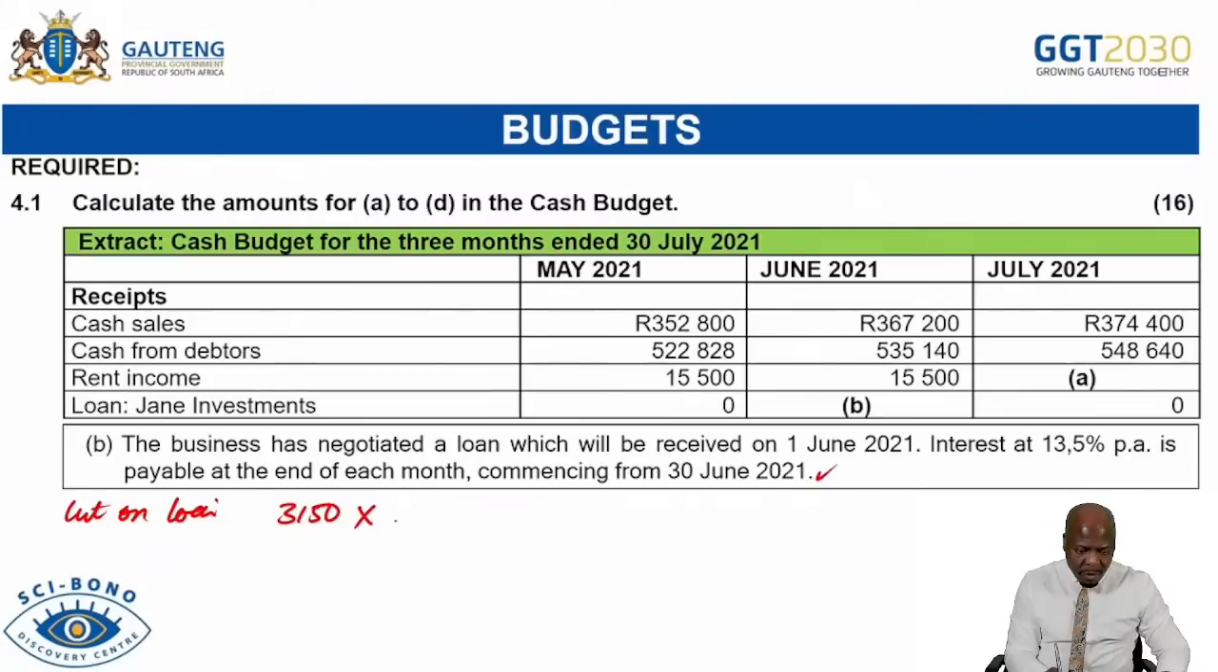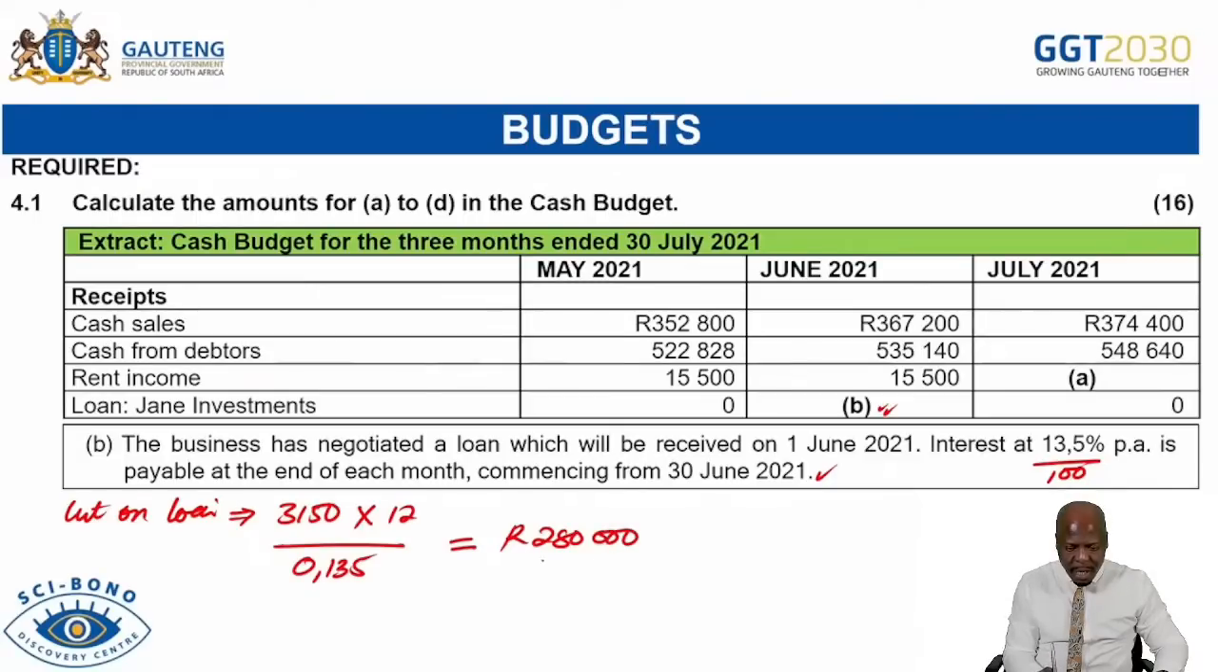Then you multiply that by 12 months because you want to get the loan amount, which is your B over here. So you say the interest on loan, which is 3,150, again, it is on your worksheet. You multiply that by 12 and you simply divide by 13.5 divided by 100, which is 0.135. And when you punch that on your calculator, it will give you the loan, which is your 280,000. That becomes your B. Okay, let's quickly go on to the next one.